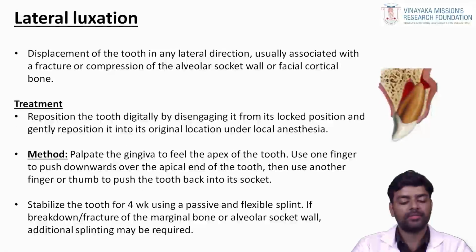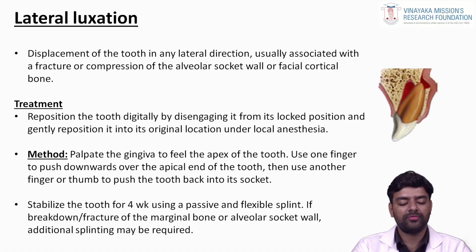Lateral luxation means displacement of the tooth in any lateral direction, usually associated with fracture or compression of the alveolar socket wall or facial cortical bone. The treatment protocol is to reposition the tooth digitally by disengaging it from its locked position and gently repositioning it into its original location under local anesthesia. The first method is to palpate the gingiva to feel the apex of the tooth, then use one finger to push downward over the apical end of the tooth, then use another finger or thumb to push the tooth back into the socket.